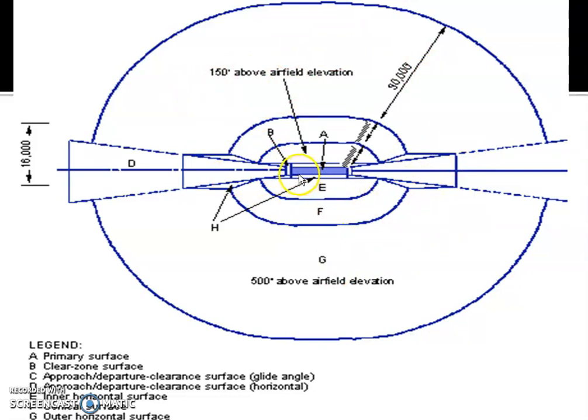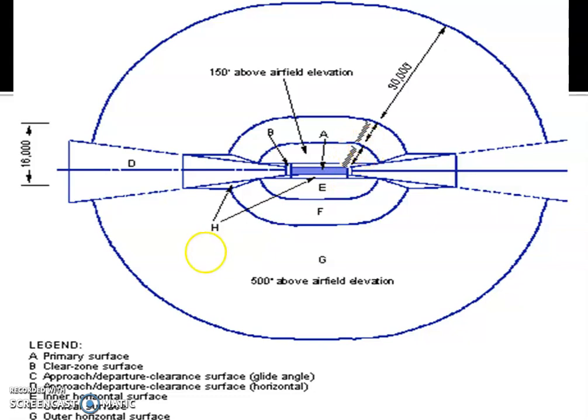See, the center portion A is the primary surface, that is our runway. After the threshold line of the runway, this B portion, on either side of the end of each runway, we call the clear zone surface. Everything here is an imaginary surface only. We won't draw anything on the surface of the ground. There is no marking or fencing provided.